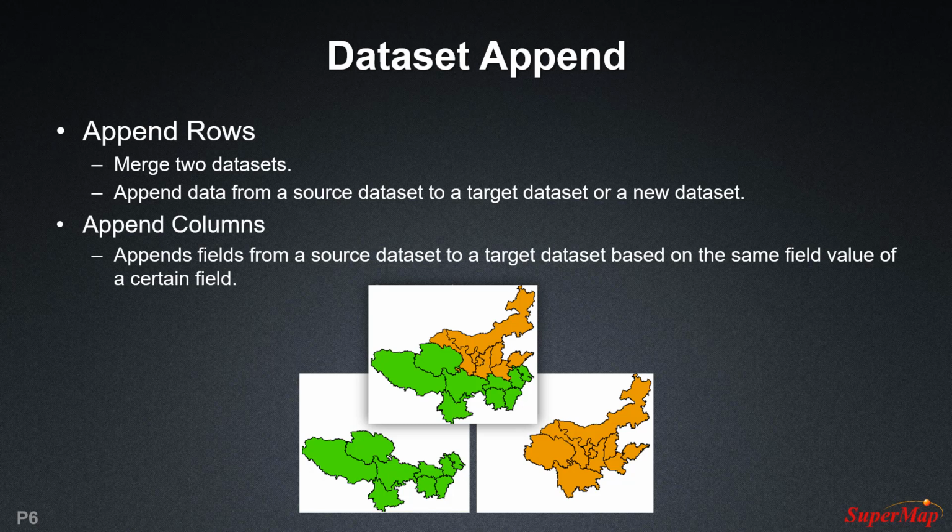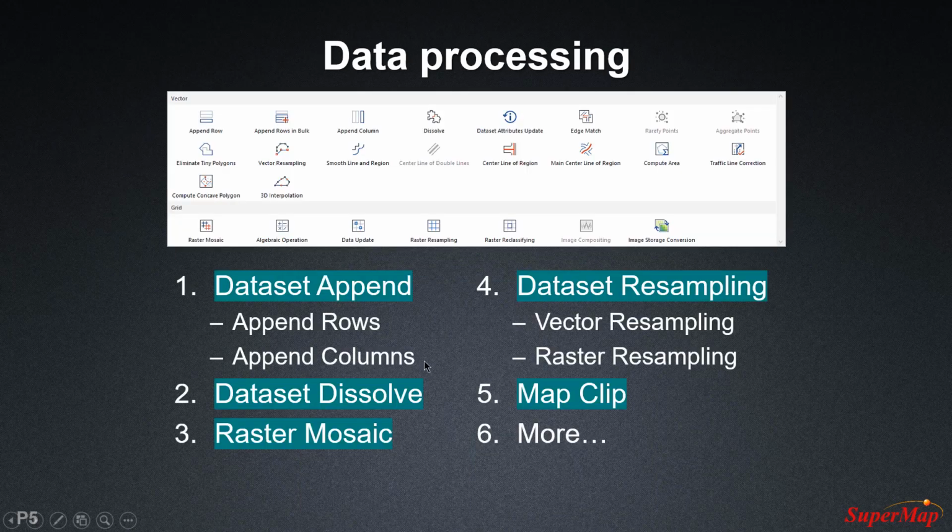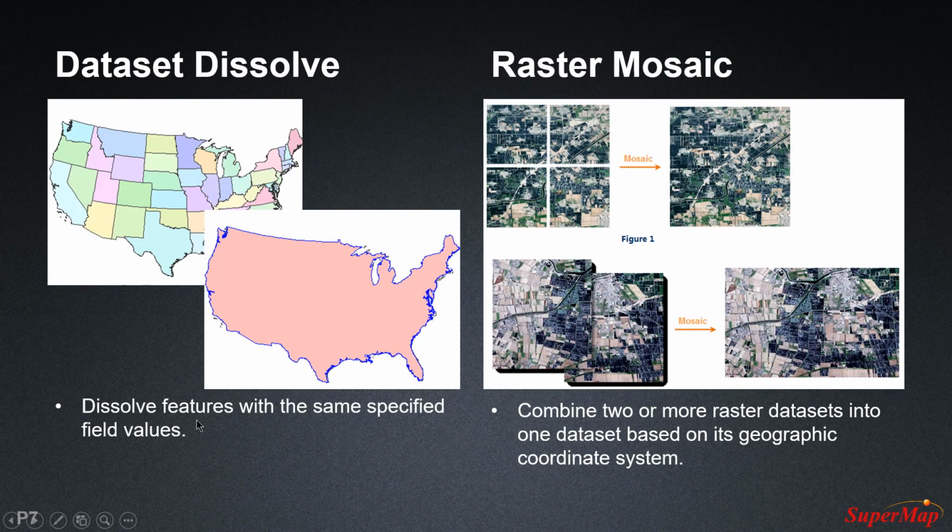Now, what the append rows function does is that it merges two data sets, and it appends data from a source data set to a target data set or a new data set altogether. Now, the next thing that we're going to do is dataset dissolve. So what it does is that it dissolves features with the same specified field values, and we are going to demonstrate this one right now. So let's go ahead and do that.